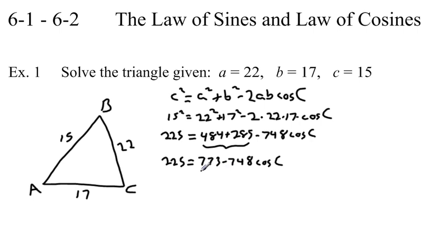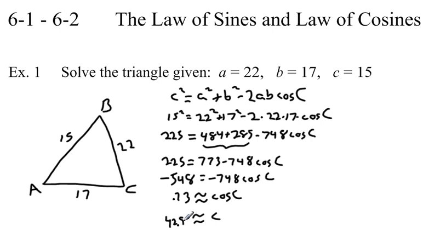So if we do that, we get, let's see here, I believe we get negative 548 equals negative 748 times the cosine of angle C. And then if we divide both sides by negative 748, we get about 0.73 or so is about the cosine of angle C. Now if we take the inverse cosine of both sides, and before you do that, check the mode on your calculator to make sure your calculator is in degree mode, you get angle C is about 42.9 degrees or so. So I'm going to put that in this spot, 42.9 degrees.